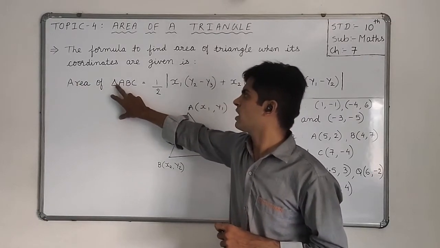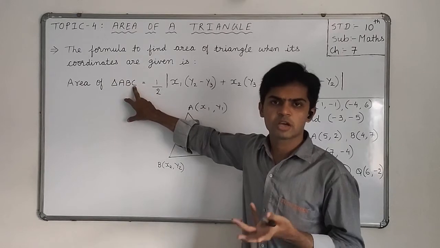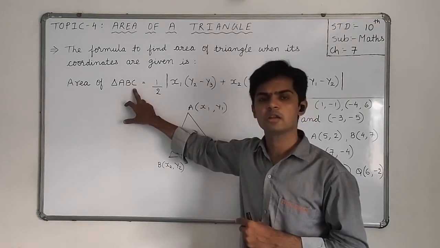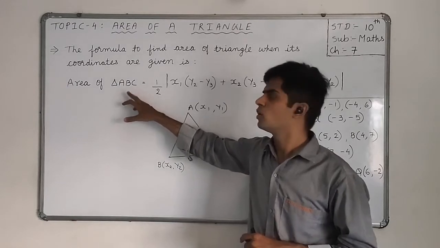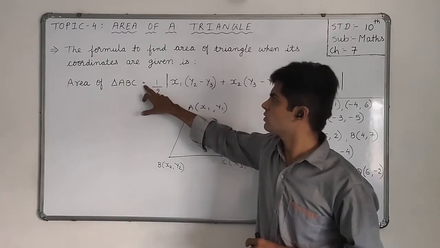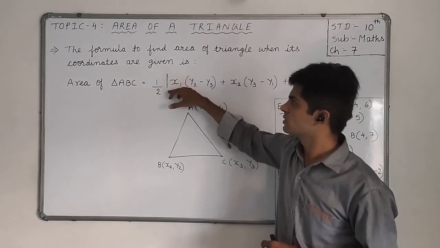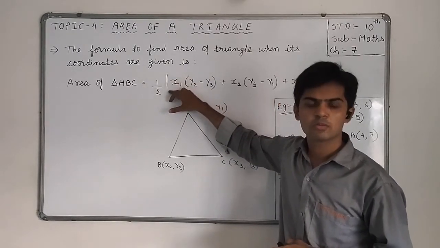Area of triangle ABC. The name can be anything. यहाँ पे जो name है वो तो कुछ भी हो सकता है, right? PQR भी हो सकता है. Okay. ABC is equal to half modulus. This single line means modulus.